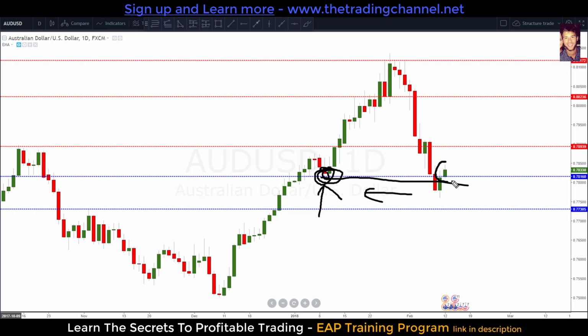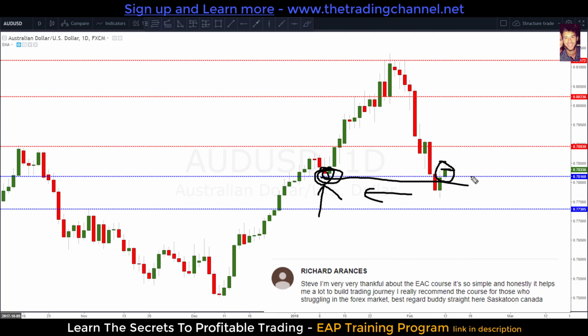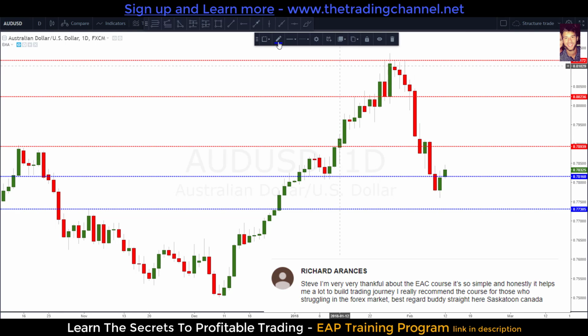I know currently this candle is above our blue line at 0.7816, but if this candle can close back below that area, then this will be a very nice place to start looking for some shorting opportunities here on the Aussie dollar. And because of that, let's go ahead and change the color of this line to red, because we do use red in order to mark resistance and blue for support.